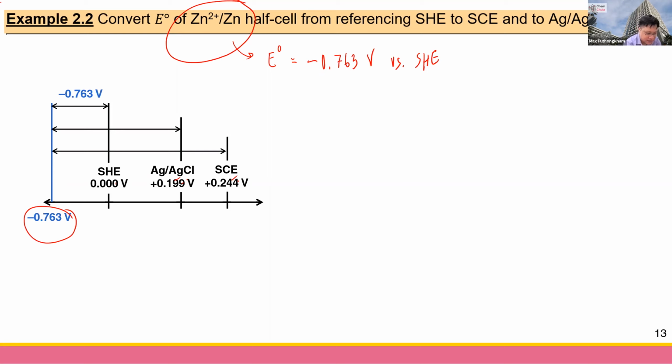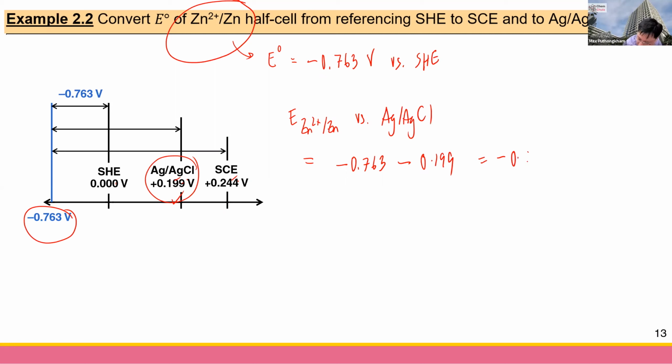For example, let's do silver chloride first. The electrode potential of zinc against silver chloride is going to be minus 0.763 minus 0.199, right? For the copper example, we subtracted 0.199, so this is the same thing. So this is going to be minus 0.763 minus 0.199 volt, which is going to be, I hope I pull the right number, this.